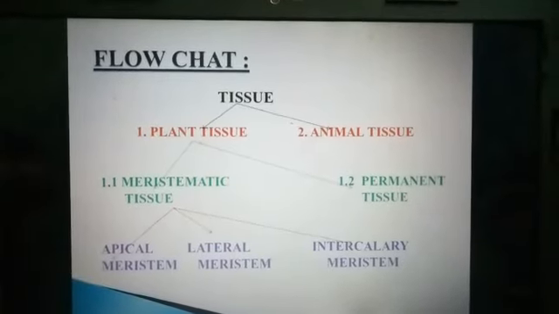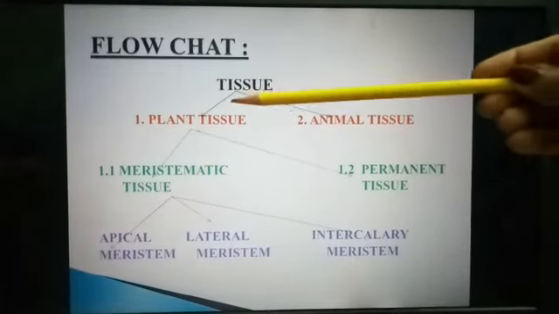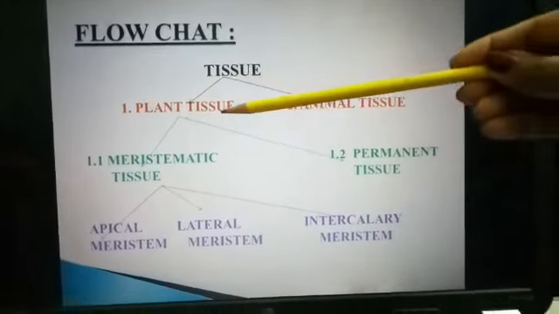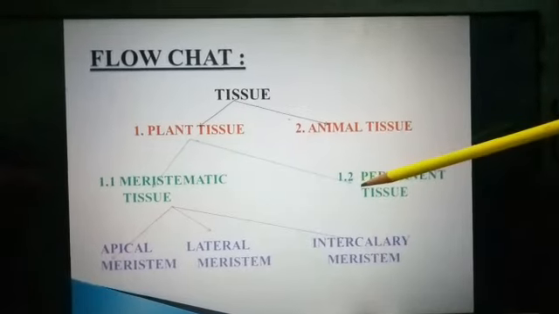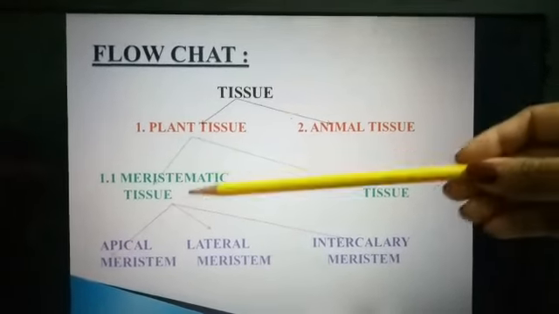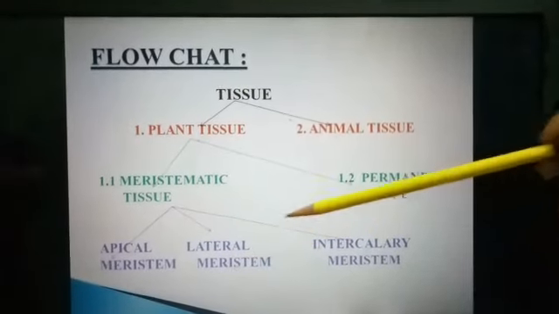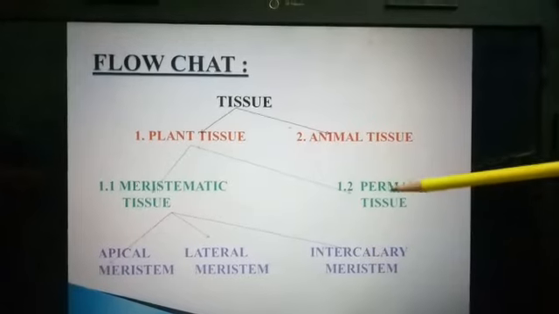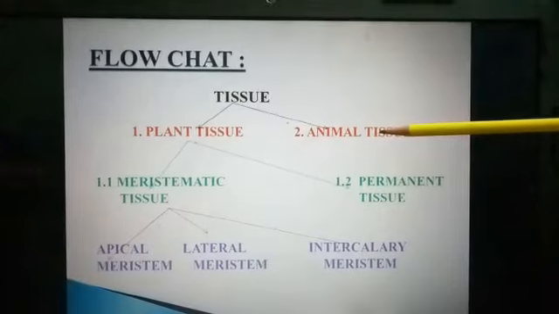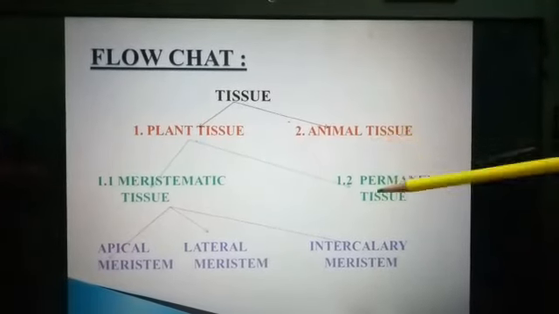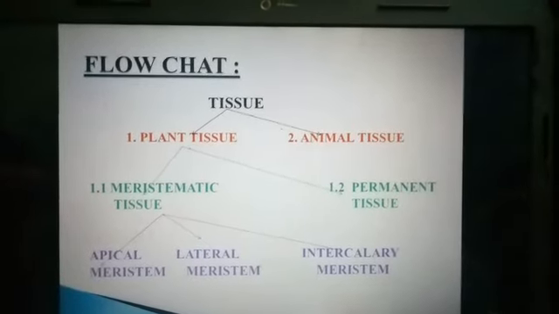Next we have a flowchart related to tissue. Tissues are divided into two types: animal tissues and plant tissues. Then plant tissues are classified into two categories: meristematic tissue and permanent tissue. Meristematic tissue is categorized into three types: apical meristem, lateral meristem and intercalary meristem. And then we have different types of permanent tissues also. We have different types of animal tissues also, and these different types we will go through in different videos.